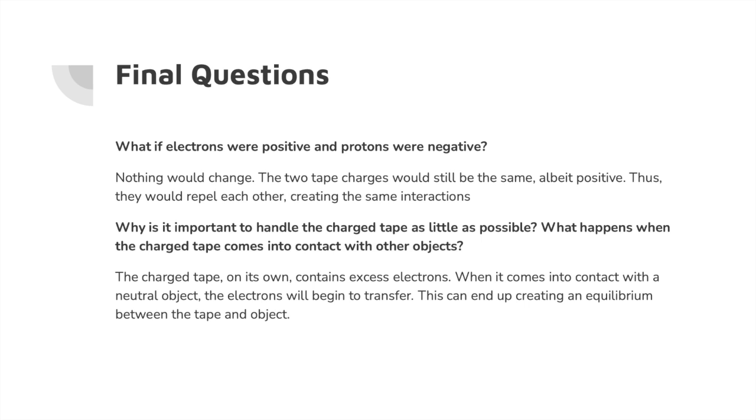The second question asks, why is it important to handle the charged tape as little as possible? What happens when the charged tape comes into contact with other objects? Well, the charged tape on its own contains an excess of electrons. When it comes into contact with a neutral object, like a hand, the electrons will begin transferring towards the less negative object, or the hand. This slowly creates an equilibrium between the tape and the neutral object, rendering the previously observed interactions useless.